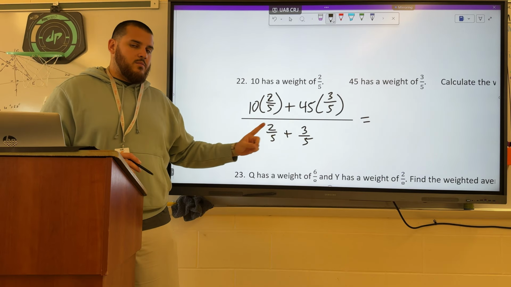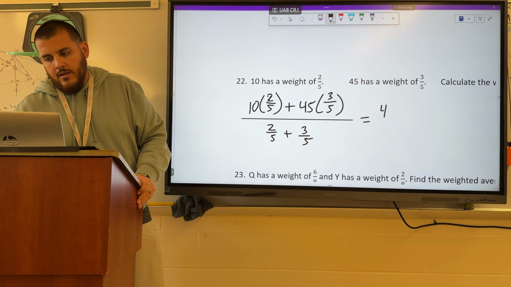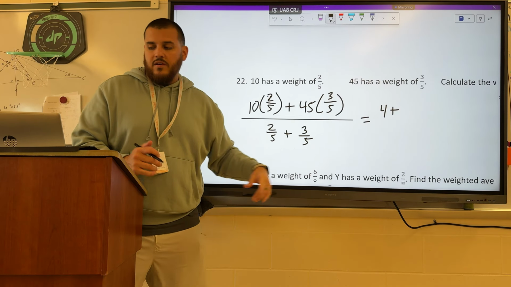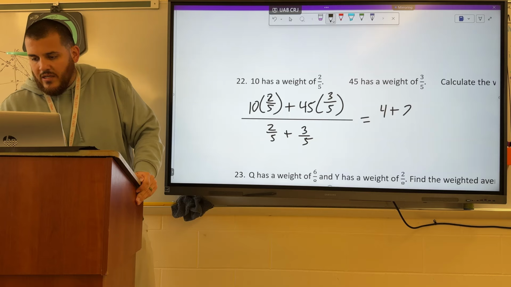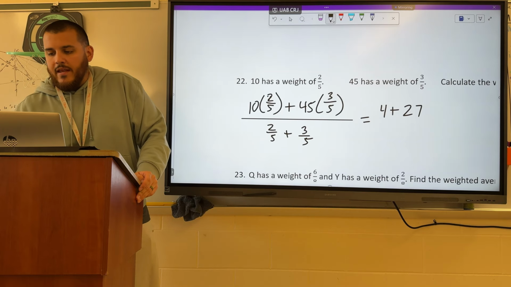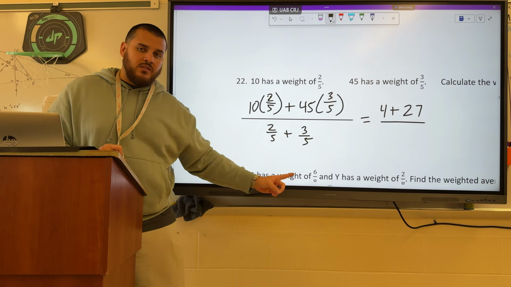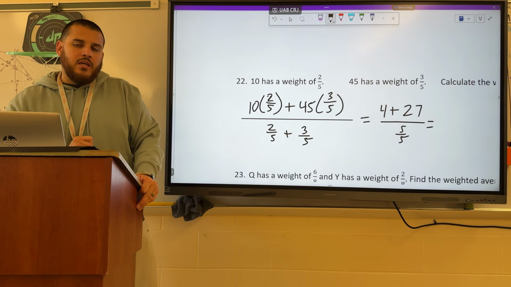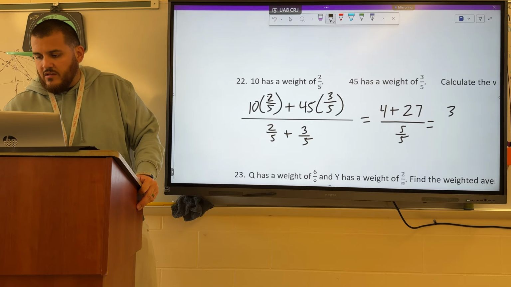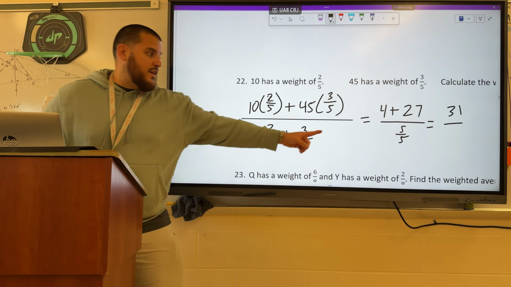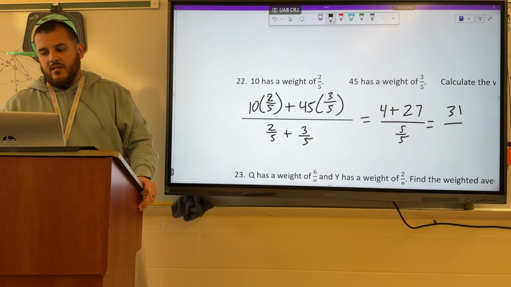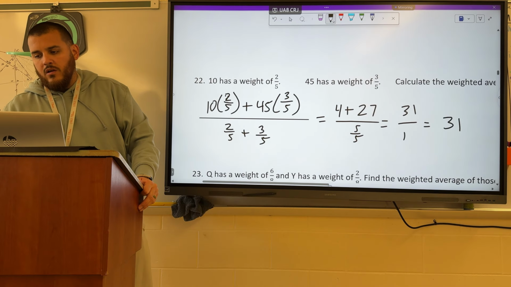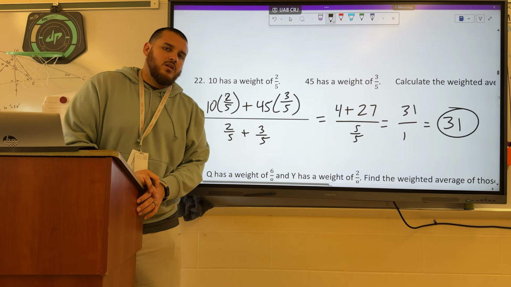10 times 2 divided by 5 gives me 4. I'm also going to get a whole number here. 45 times 3 divided by 5 gives me 27. And then on the bottom, we have 2/5 plus 3/5. That gives me 5/5. Then we can continue calculating. 4 plus 27 is 31. 5/5 is just 1, right? So it's 31 over 1. And that division gives me 31 as my weighted average for these values.